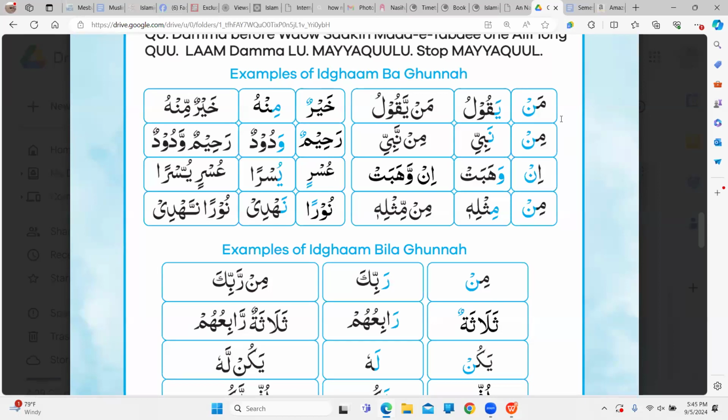The moment we make two together, one child will understand, one will not understand. And we as a teacher have to make sure they all understand. So mayya, and then you have qaf, dhamma qu, dhamma before waw sakin, and alif lam qu, mayyaqu, and lam dhamma lu. Okay, let's go to the next one.